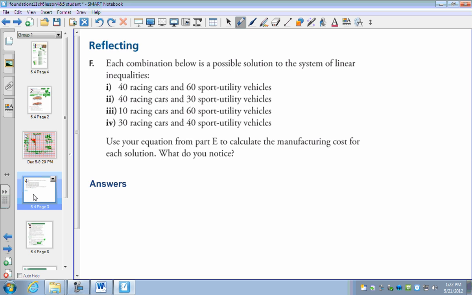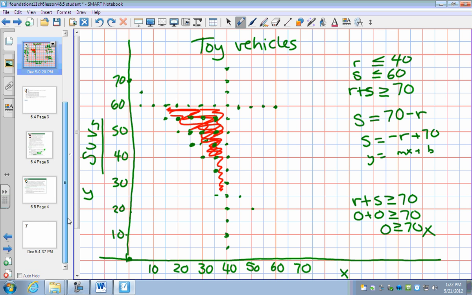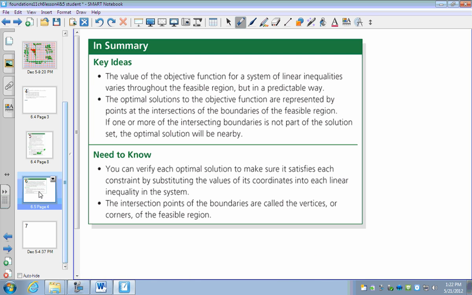No, actually, this is what I'm going to do. I'm going to go ahead and look at these notes from 6.5. So now what we do is the optimal solution to the objective functions are represented by points at the intersections of the boundaries. If one or more of the intersecting boundaries is not part of the solution, the optimal solution will be nearby. This is what I want to say. You can verify each optimal solution to make sure it satisfies each constraint by substituting into the linear inequality.